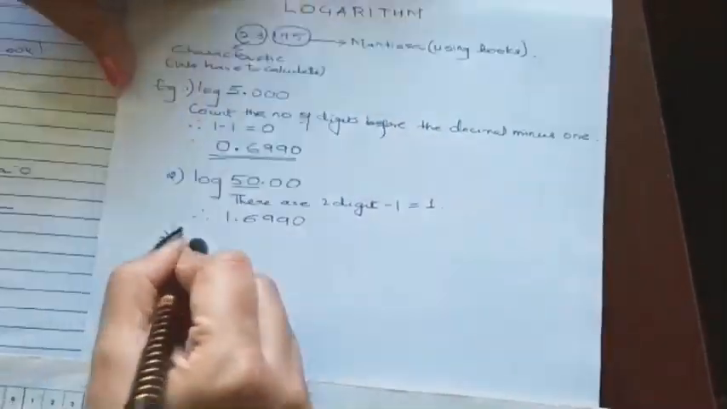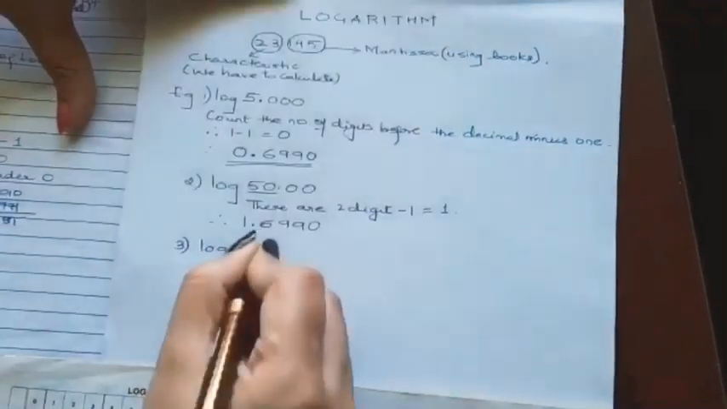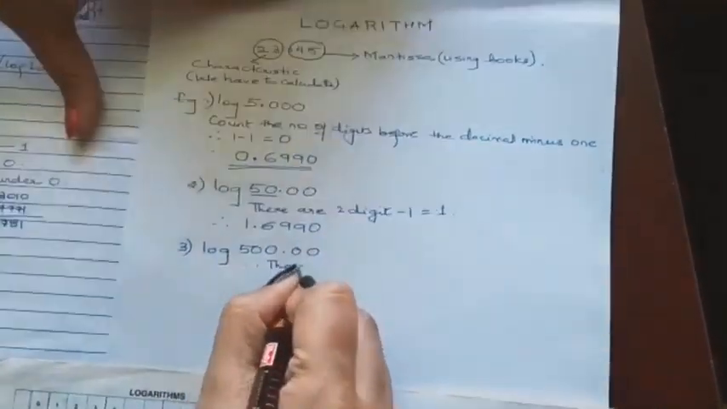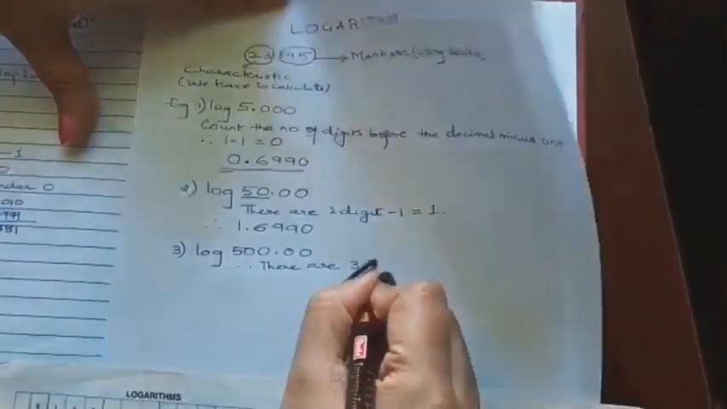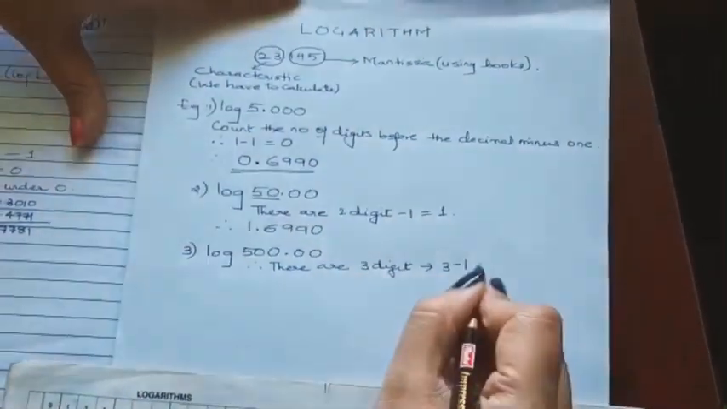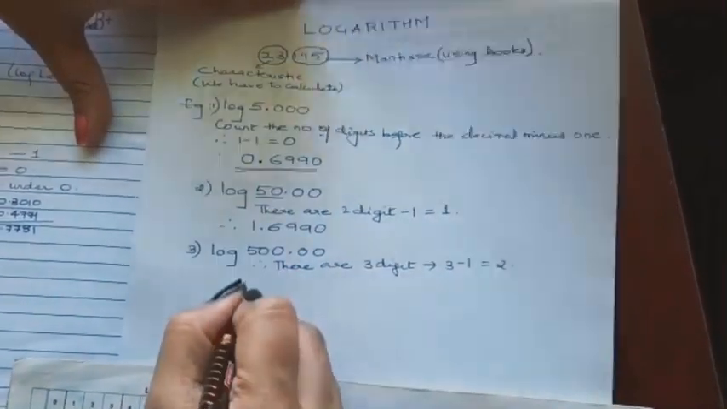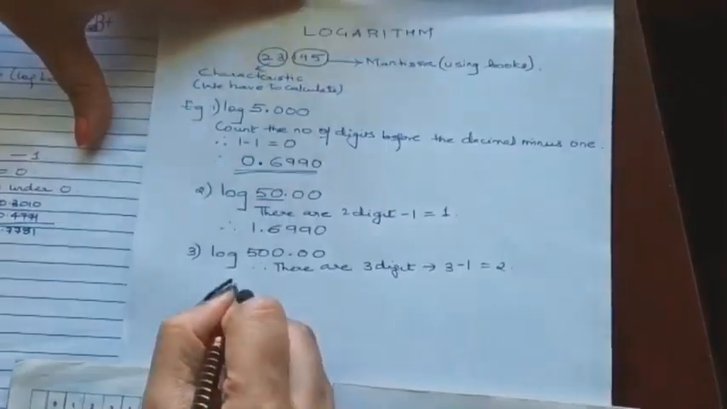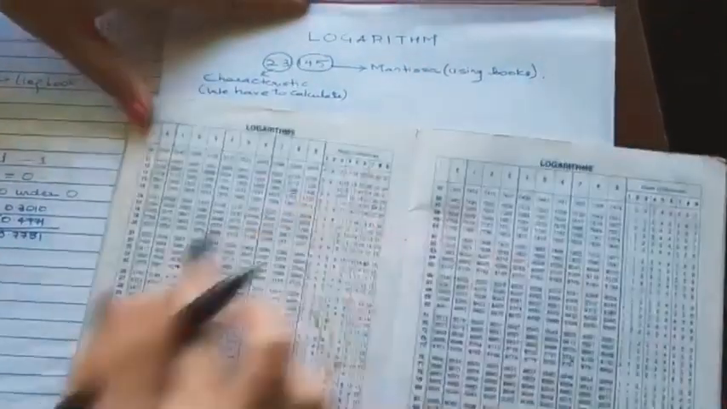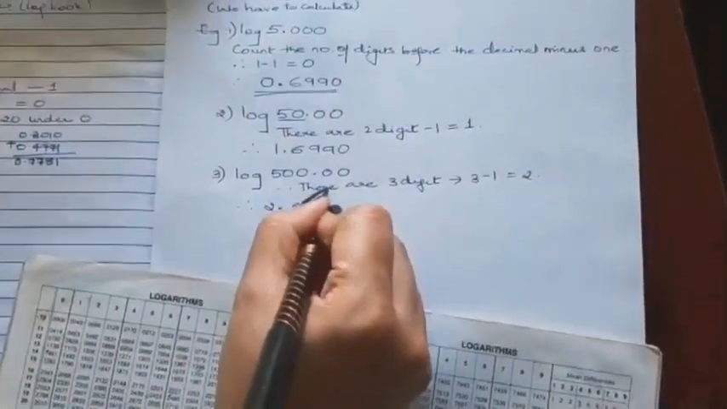One more example: if I take the log of 500, so 500.00. Since there are 3 digits before the decimal, it will be 3 minus 1, which is 2. So the log of 500 will be 2 point, again 50 under 0, which is the same, 6990.